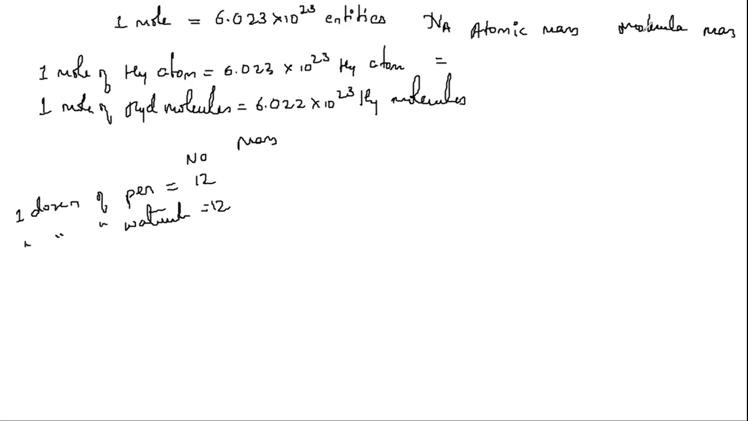Example: 1 mole of hydrogen atoms is 6.023 into 10 to 23 hydrogen atoms, and its atomic mass is, sorry, I'm very sorry, for hydrogen atom the atomic mass is 1 U. 1 mole of hydrogen molecules is 6.023 into 10 to 23 hydrogen molecules, and it will be 2 U, the molecular mass. Understand? One more example.